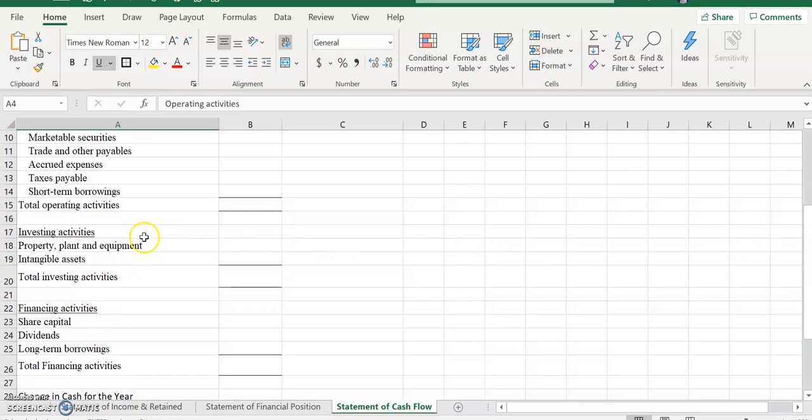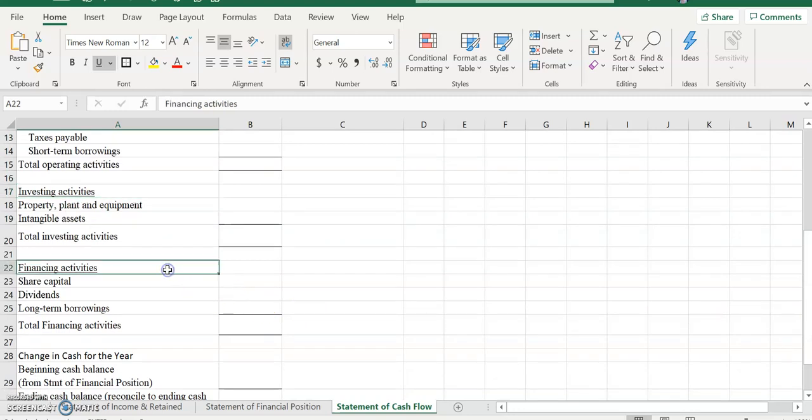The next section is our investing activities. And when we think about investing, what are we investing in or buying for long term? Okay, so we're investing in something to help benefit our organization. Well, we're investing in long-term assets, okay, and also intangible assets.